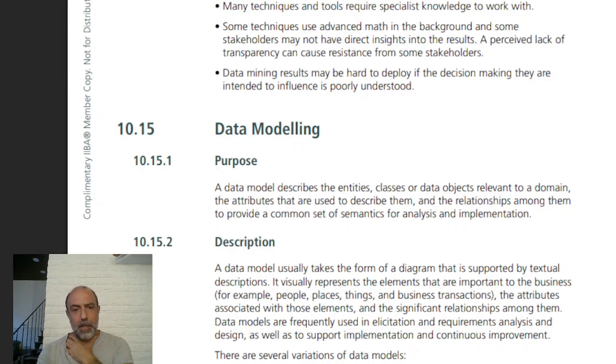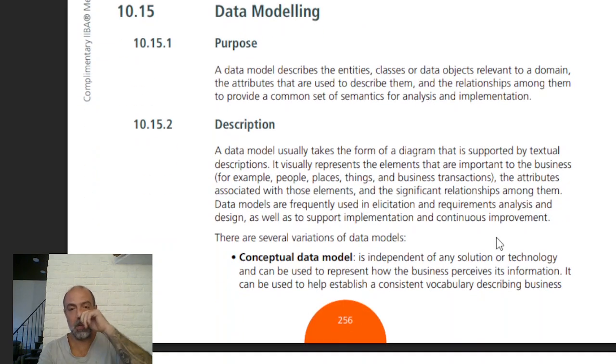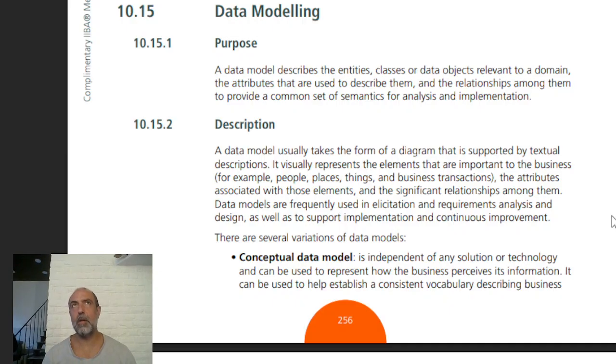Yalla, data modeling. What are we discussing in data modeling? Well, what's the purpose of data modeling? Describe the entities, classes, and data objects relevant to the domain. So data modeling is kind of like taking the data dictionary and placing it in places, creating flows and building relationships around them, and the relationships among them, to provide a common set or semantic for analysis and implementation.